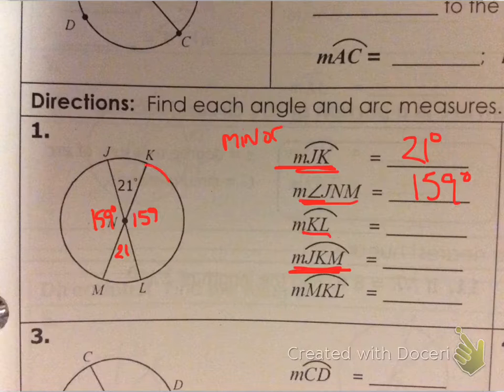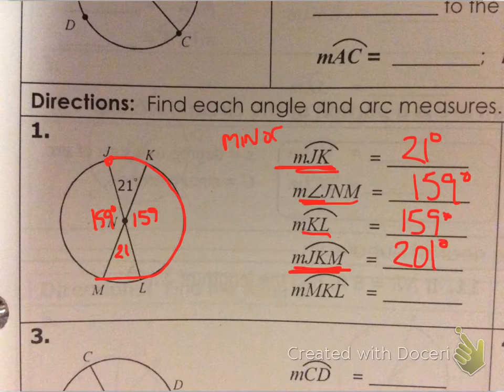Okay, KL, 159 degrees. It's more fun when you do it with the little sounds. Okay, JKM, again, J, K and M, so that's from here all the way around. That means I would add 21 plus 21 to 159, and I would get 201 degrees. So notice that's a major arc. It's greater than 180 degrees.